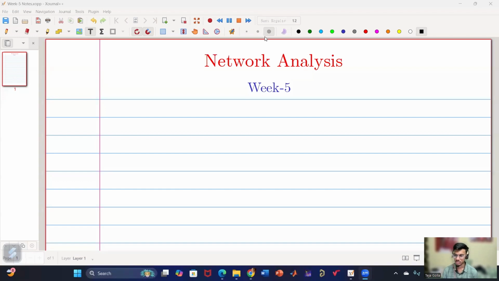So last week we discussed which topic? Sine, right? Using phasors. AC circuits using phasors. Steady state only, not transient.